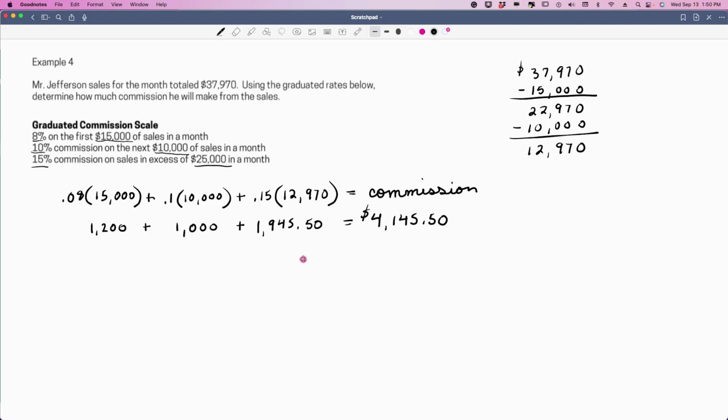All right, and that's all the example problems we have for Lesson 3.4. I will see you in Lesson 3.5.